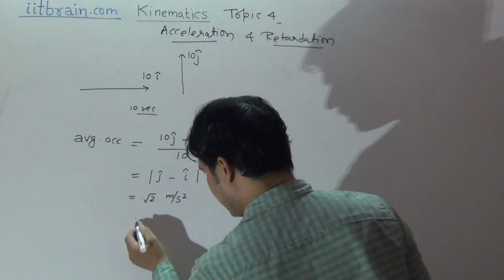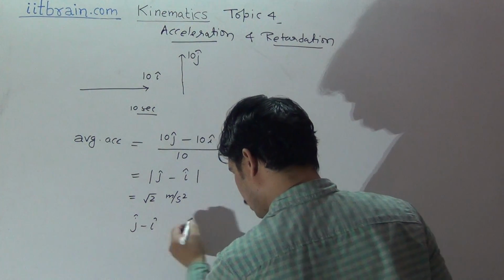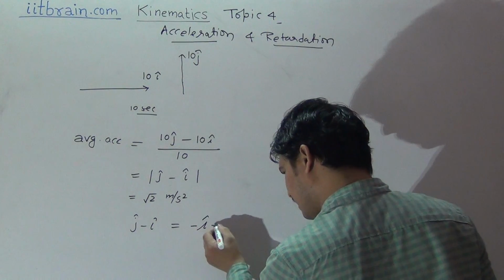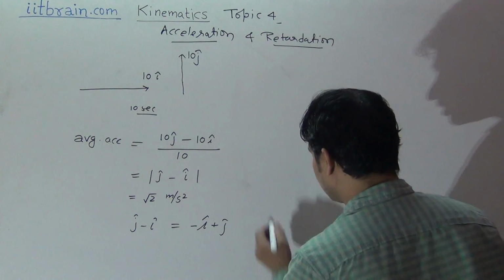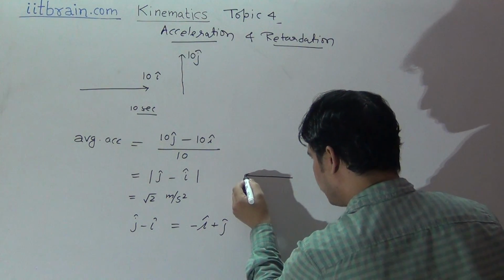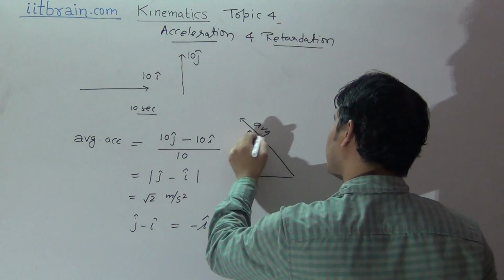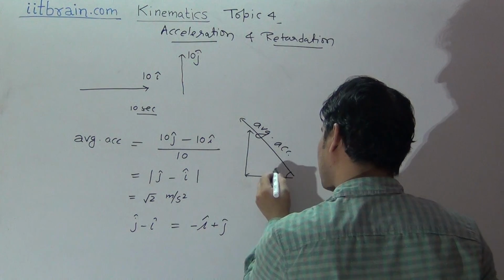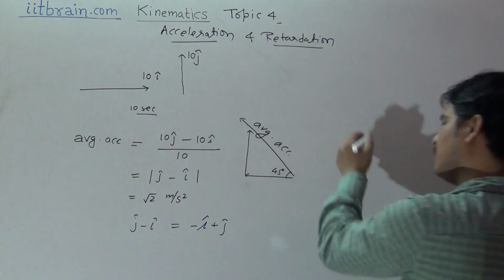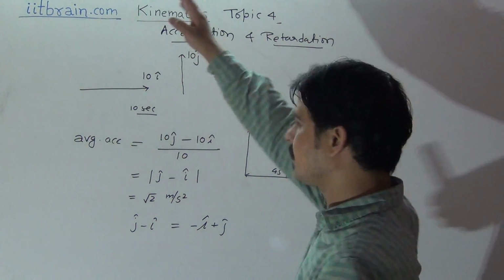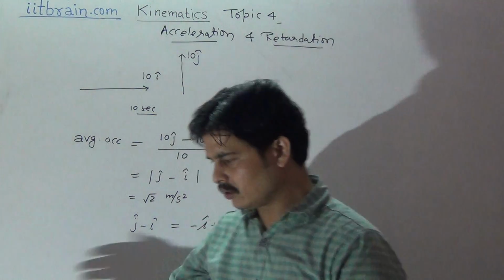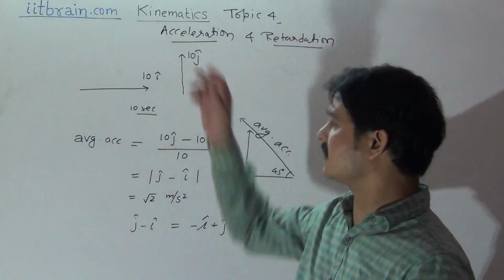This vector is j minus i, and in normal form you can also write it as minus i plus j, and the diagram for this will be minus i and plus j. So this is the direction of average acceleration. So average acceleration is making an angle of 45 degrees with the negative direction of the x-axis. This is the direction of average acceleration of the particle. So this is the way to explain average acceleration.